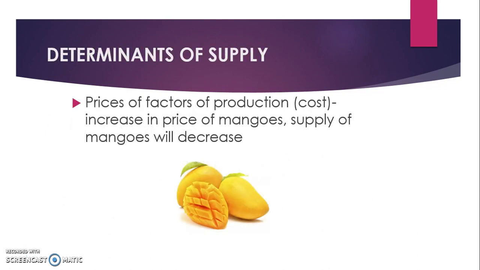Firstly, one determinant of supply is the prices of the factors of production, which is the raw materials. So what are the prices for the raw materials? So for example, mangoes. We look at the tree, if there's a rainy season or dry season. It will depend on the influx of mangoes at that time period. So if there's an increase in price of mangoes due to its shortage, for instance, then supply of mangoes will therefore decrease.